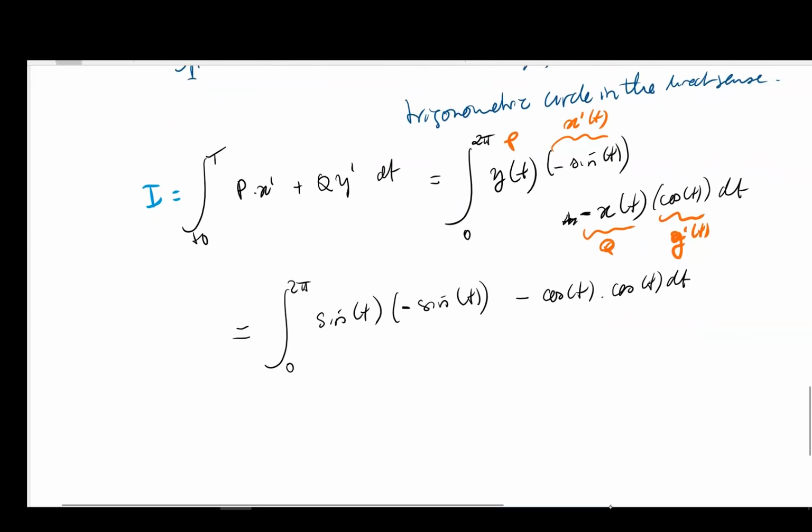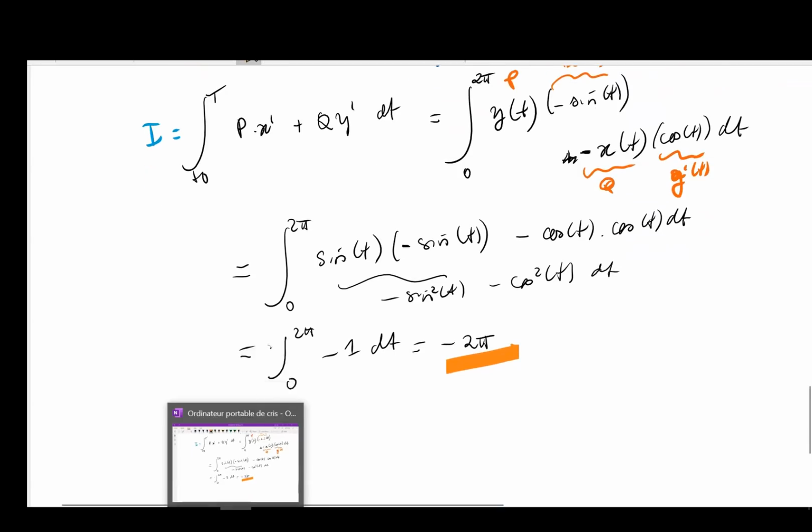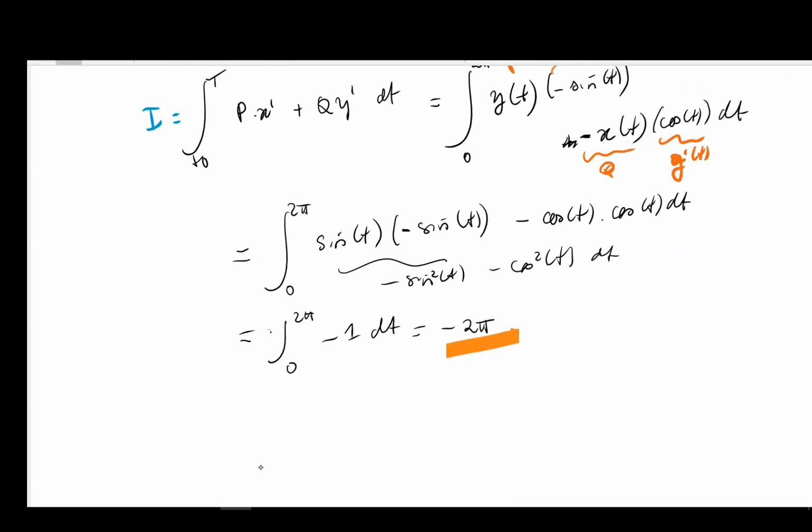And what do I get? If I expand that, I get minus sine squared minus cosine squared of t. And so that's just minus 1 between 0 and 2 pi. So that's minus 2 pi. That's the value of the circulation of this vector field along the unit circle.